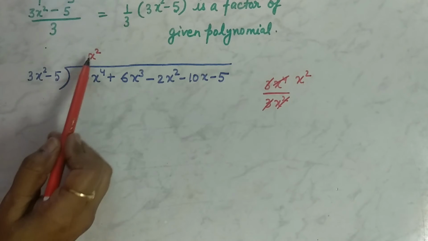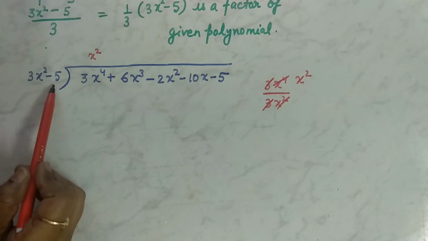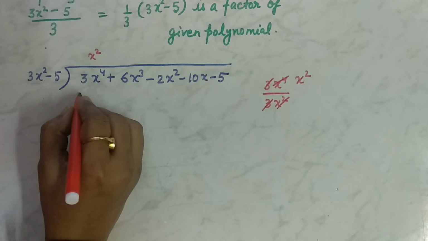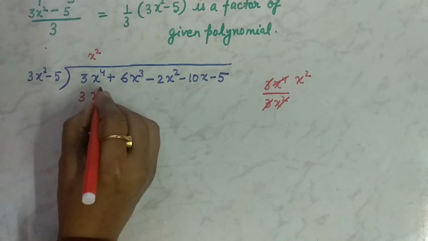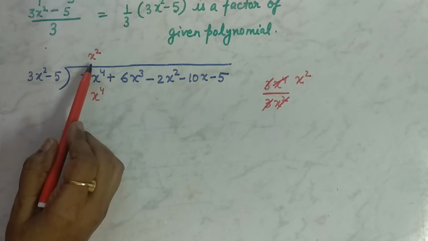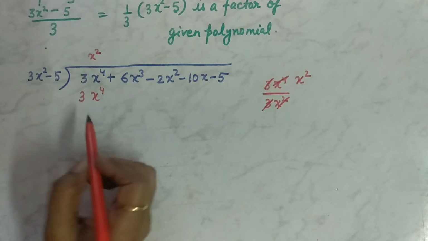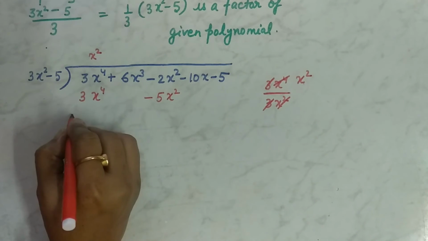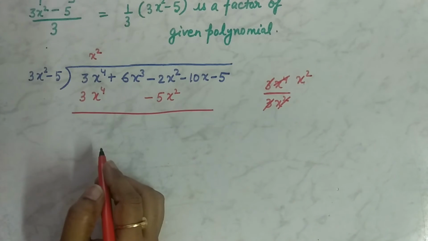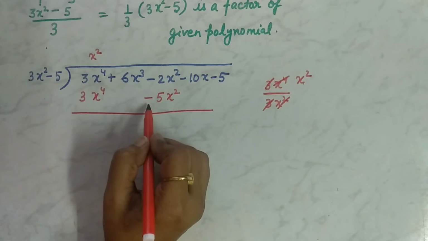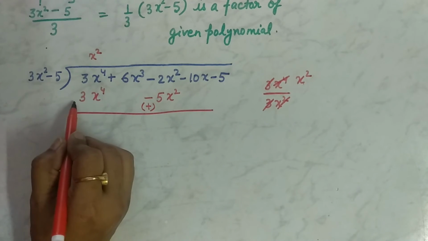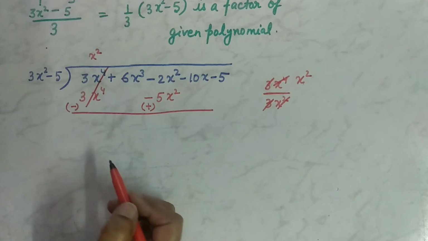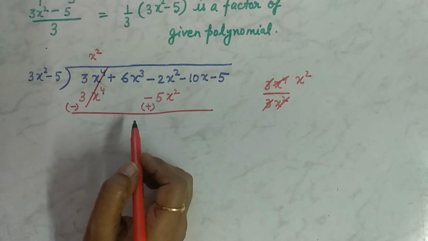Now multiply this x square with each term of the divisor. So x square into 3x square gives 3x to the power 4. When you multiply x square into minus 5, you will get minus 5x square. Now subtract and change the sign. This minus sign will become plus, this plus sign will become minus, so it will be cancelled out. Now I write the remaining terms.